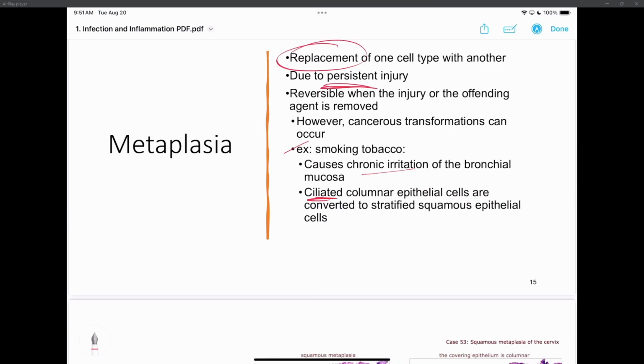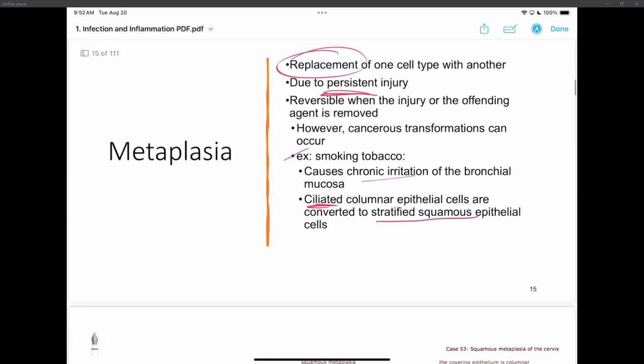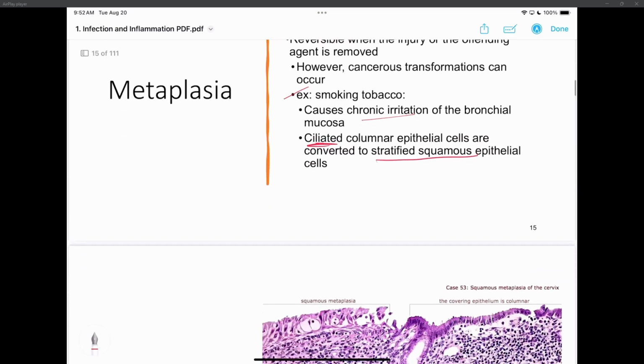When you smoke a lot, those ciliated columnar cells are converted to stratified squamous epithelial cells. Guess what they don't have? Cilia. So all that stuff just gets stuck in your lungs, you can't cough it out, and you start causing abnormal growth, metaplasia, and you get cancer cells. You're replacing the cell types.